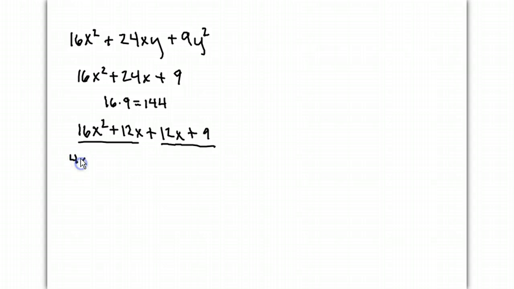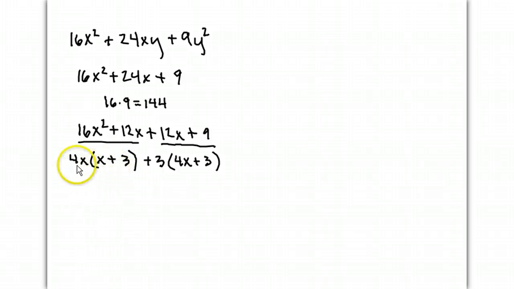So I can pull a 4x out, and I'm left with x plus 3. And then I look at the 12x and 9 and I can pull a 3 out, and I'm left with the 4x plus 3. So something must not be right. So when I look at this first parenthesis here, 4x times x will give me a 4x squared, but I need a 16x squared, so I'm missing a 4. So it's actually a 4x plus 3 in the first parentheses as well.